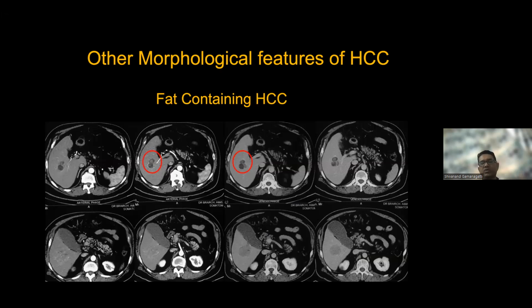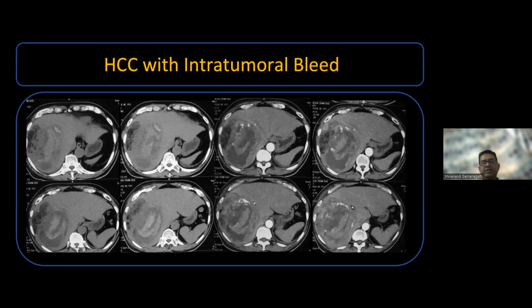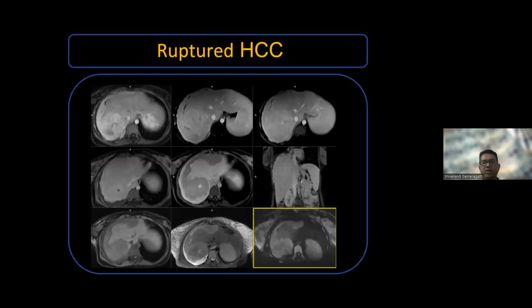It may contain macroscopic fat, very rare, and it may bleed inside the tumor, what we call an intratumoral bleed, or it may bleed outside the liver surface. It may rupture into the peritoneal cavity or a subcapsular area. So this was the exophytic lesion, which has ruptured into the subcapsular area.